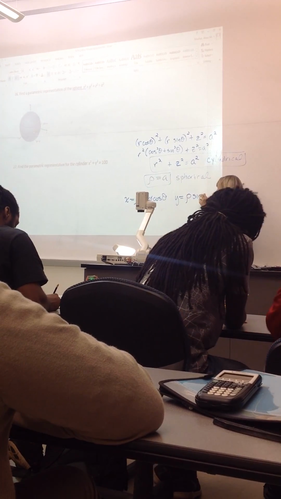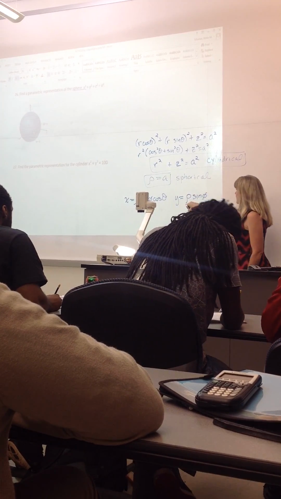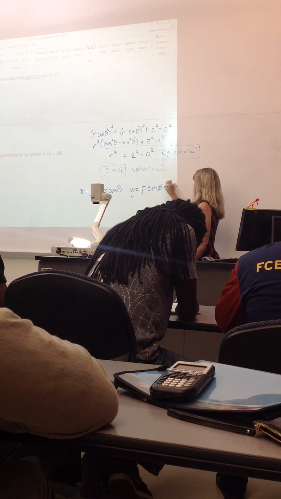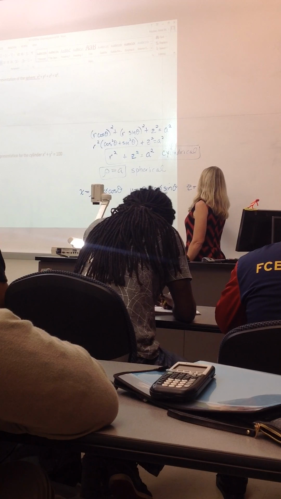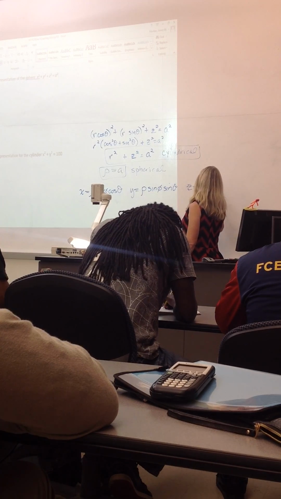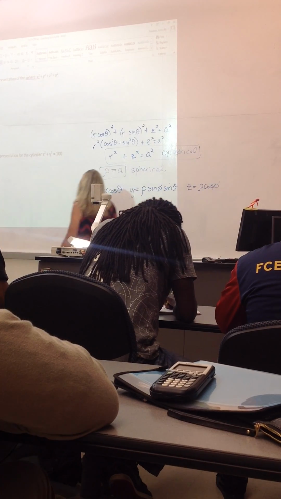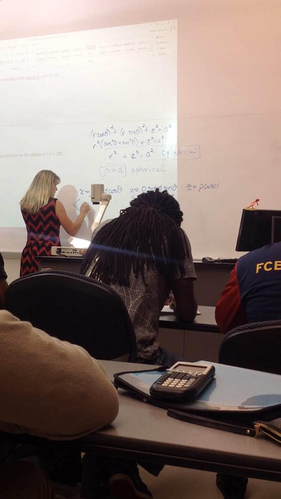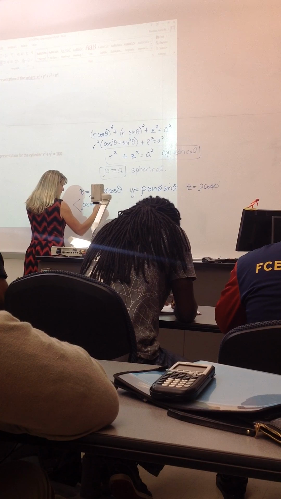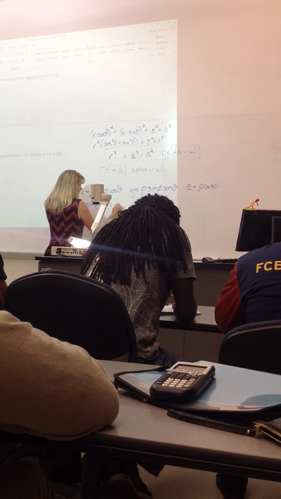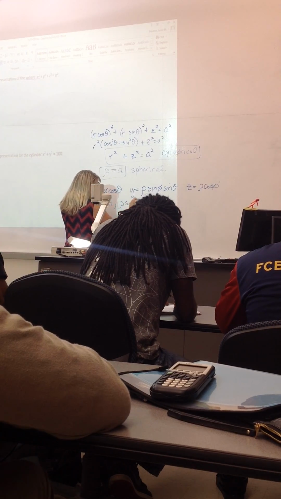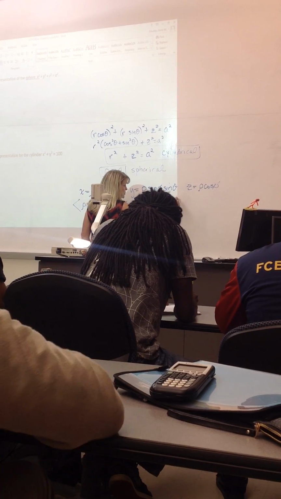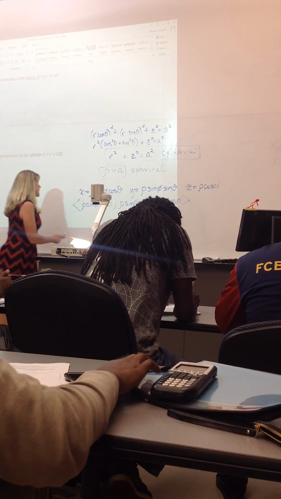And then y is equivalent to rho sine phi sine theta, and z is equivalent to rho cosine phi. And that's how you represent your vector equation. You say this is what I'm going to follow to trace x, this is what I'm going to follow to trace y, and this is what I'm going to follow to trace z.